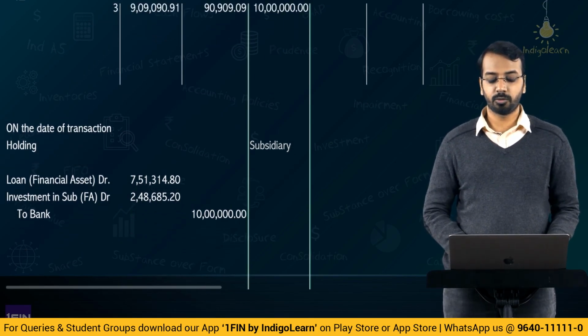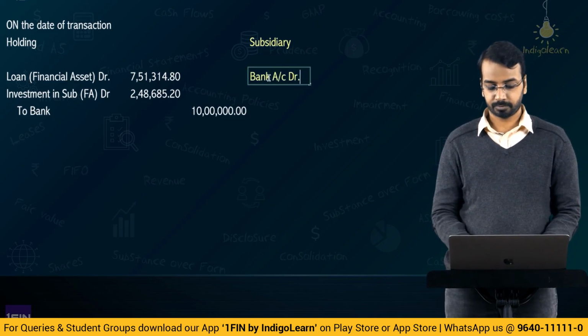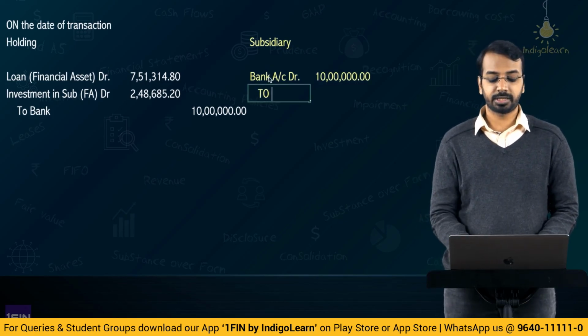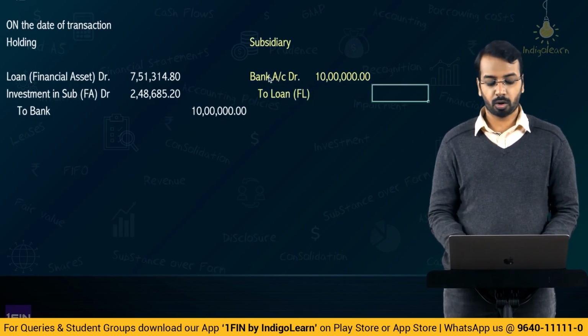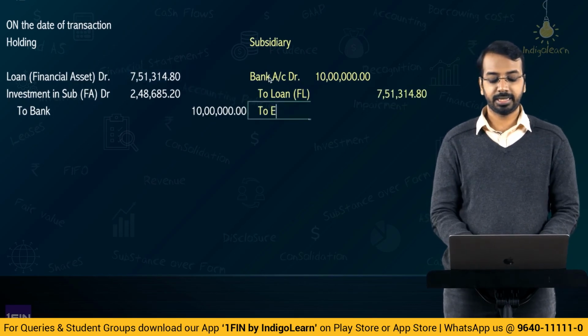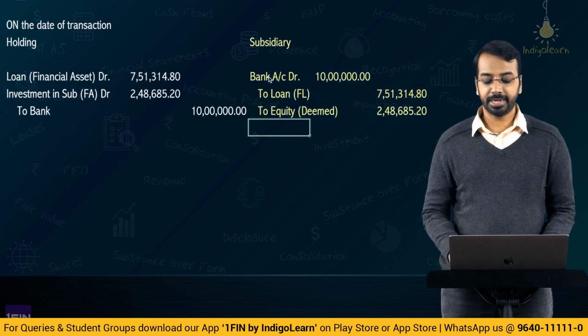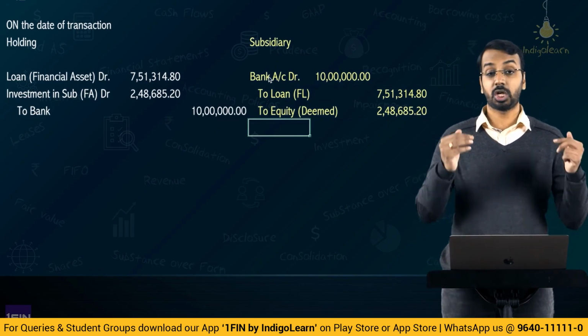What will the subsidiary company do? The subsidiary company would say, I have received 10 lakhs. Okay, subsidiary company says, I have received 10 lakhs, out of which there is a loan, which is a financial liability of 751,314, and there is an equity, which is deemed equity, worth 248,685, right.